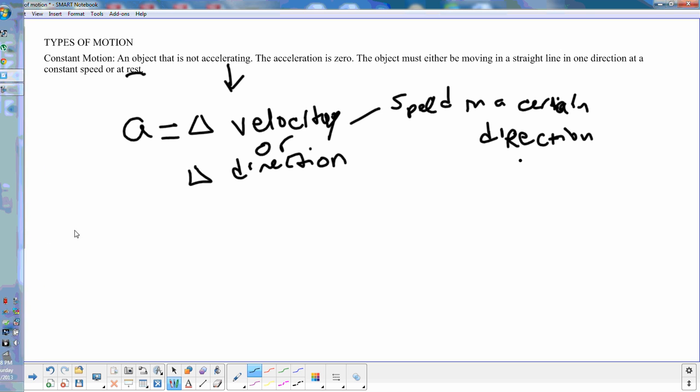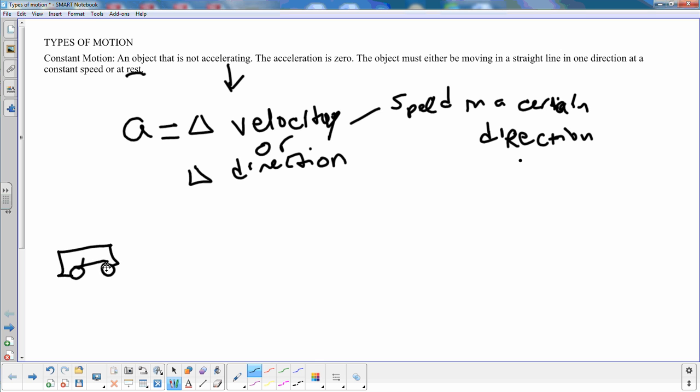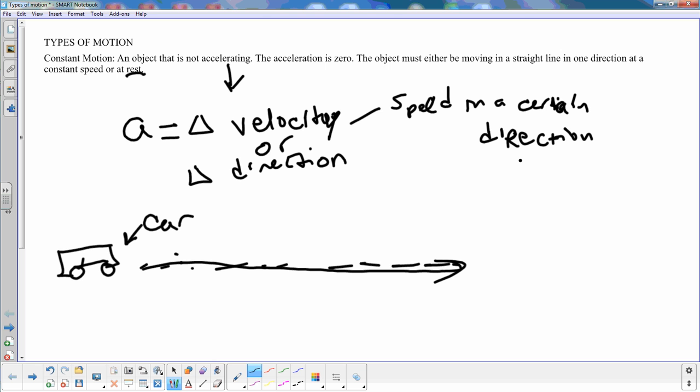So something that is undergoing constant motion is essentially an object, maybe a car. Just go with it. That is going at a constant speed, just kind of ticking along at a constant speed in a constant direction. So that's what constant motion is.